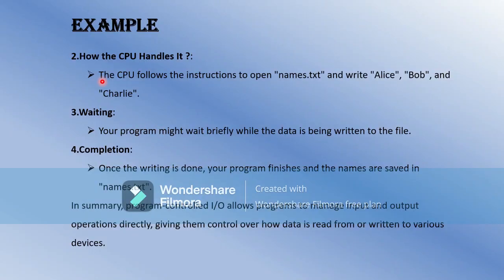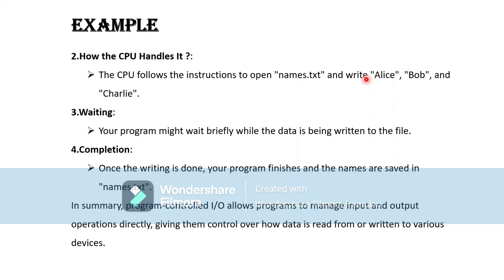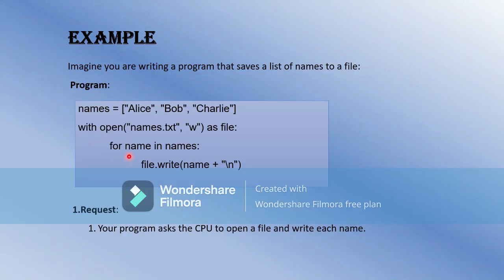The next one is how the CPU handles it. The CPU follows the instruction to open the file names.txt and it starts writing the names Alice, Bob and Charlie. These lines are inside the loop. Here you see the loop: for name in names. It's a loop, and file.write(name + "\n") tells the CPU to write each name followed by a new line.